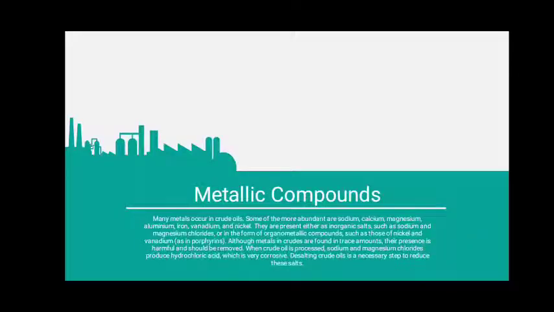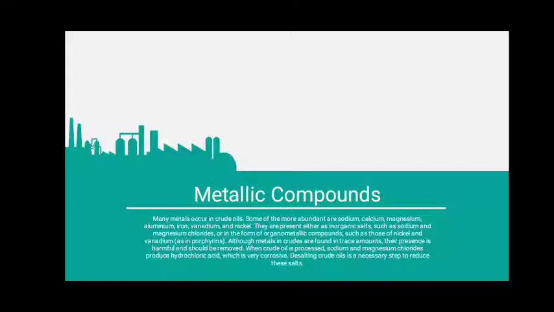And the last composition of crude oil is metallic compounds. Many metals occur in crude oils. Some of the more abundant are sodium, calcium, magnesium, aluminum, iron, vanadium, and nickel. They are present either as inorganic salts, such as sodium and magnesium chlorides, or in the form of organometallic compounds, such as those of nickel and vanadium.